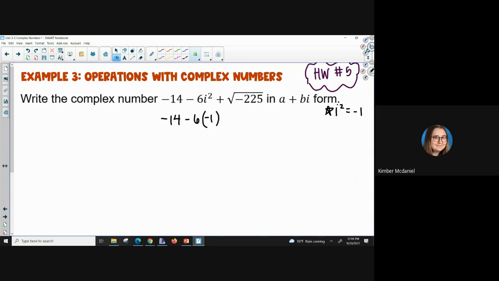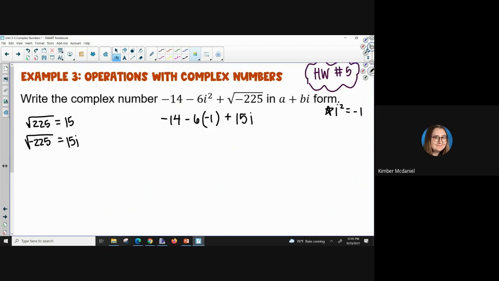15. So if the square root of 225 is 15, then what's the square root of negative 225? 15i. So I'm going to put plus 15i. Because again, the square root of 225 is 15, but the square root of negative 225 means it needs to have an i with it. Okay, so make sure you realize the difference between these two.